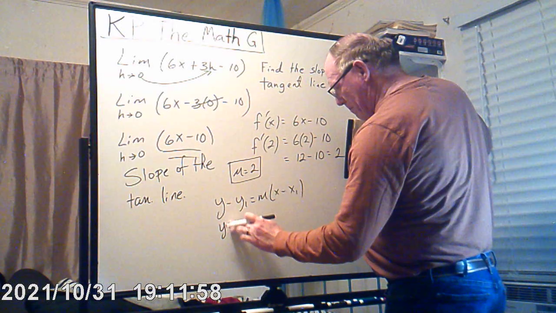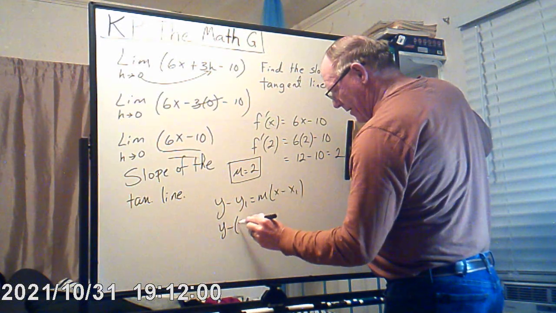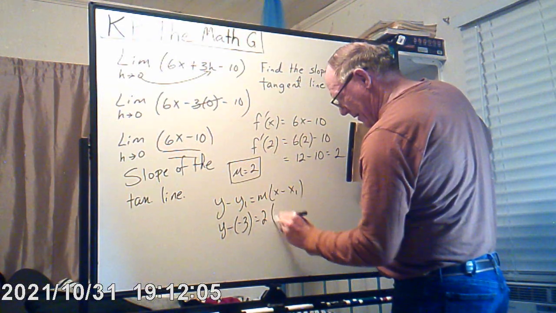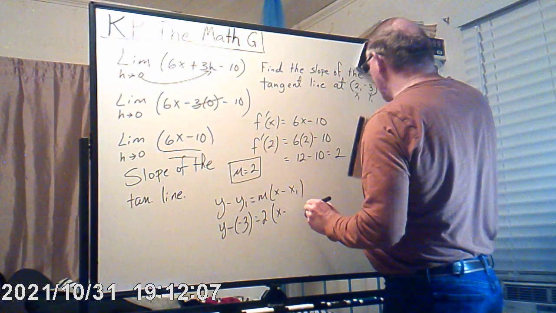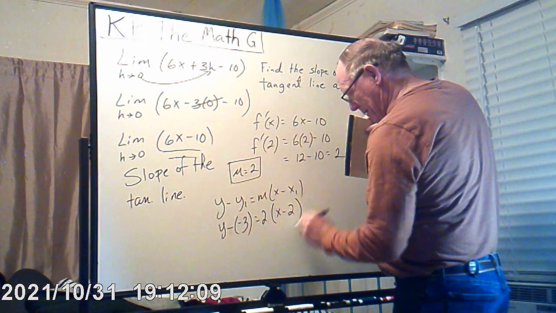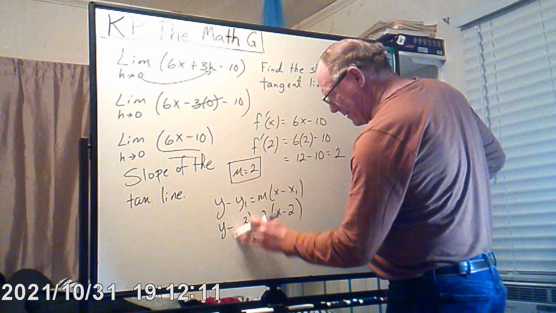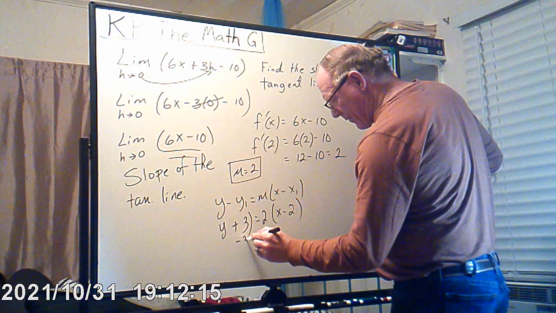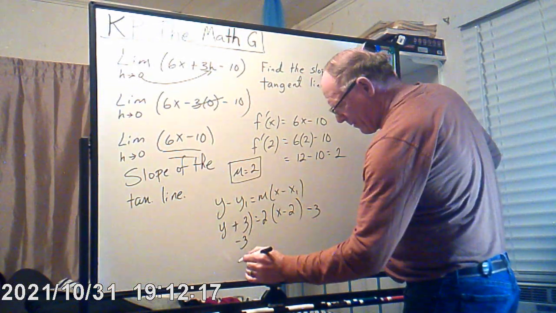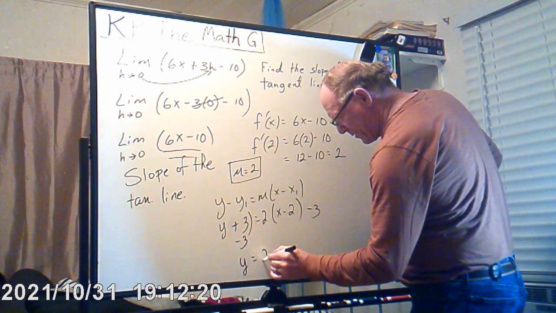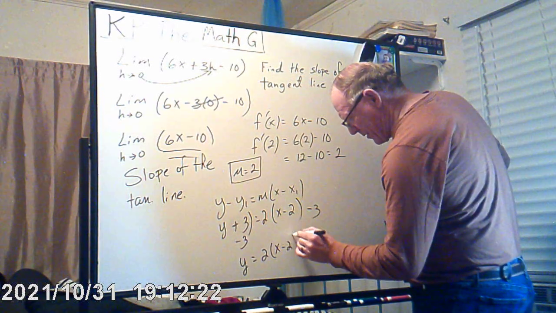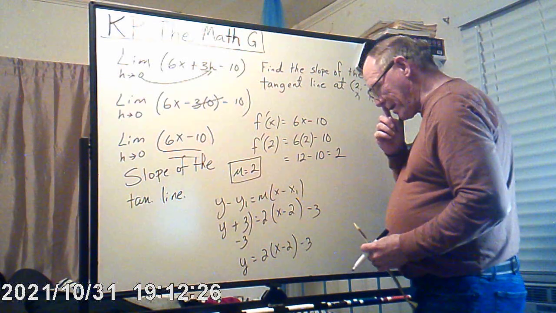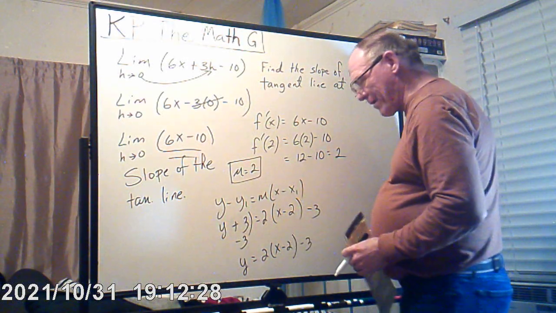Y minus negative 3 equals m, which is 2, times x minus x1, which is 2. Okay, y plus 3, minus a negative is plus, so we're going to subtract 3 from both sides. And if you wanted to, you've got y is equal to 2 times x minus 2, minus 3. Alright, and there it is. You can do that fairly quickly.